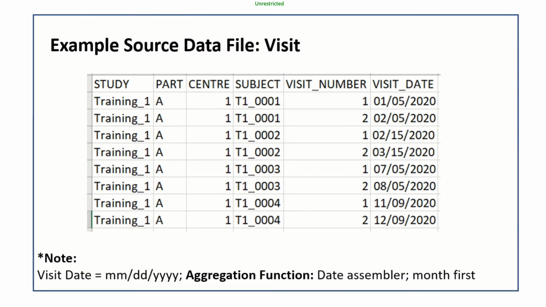Here's an example of the source data file for visit information. As you can see, there are 6 columns populated, and again, the column header names avoid having spaces between the words. And in this case, we have the visit date, which again is month, day, year. So the aggregation function date assembler month first must be populated against this field in the information type in admin UI.